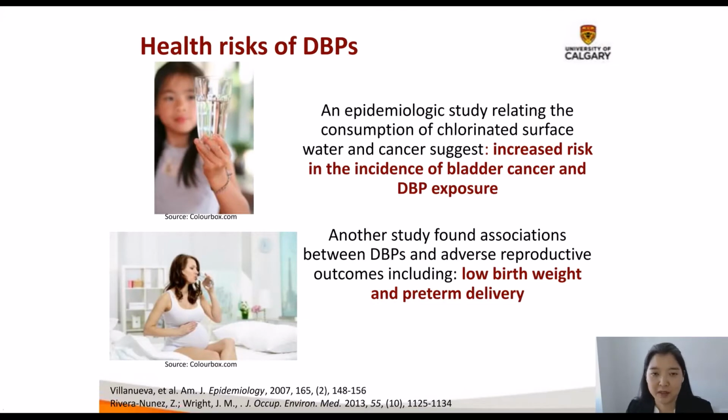But what does it mean for human health? An epidemiologic study found a higher increased risk in the incidence of bladder cancer with the consumption of chlorinated surface water. There's another study that has also found associations between disinfection byproducts and adverse reproductive outcomes, including low birth weight and preterm delivery.